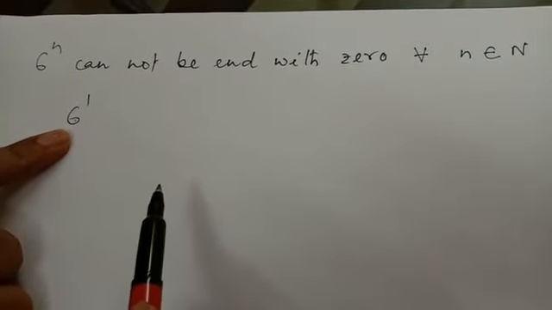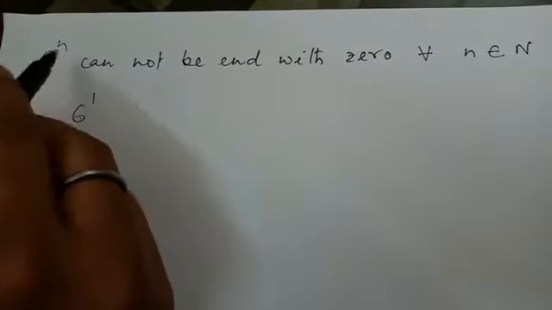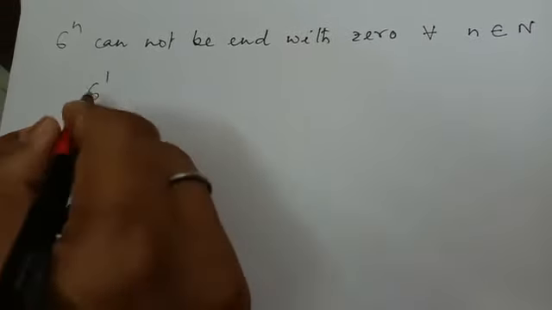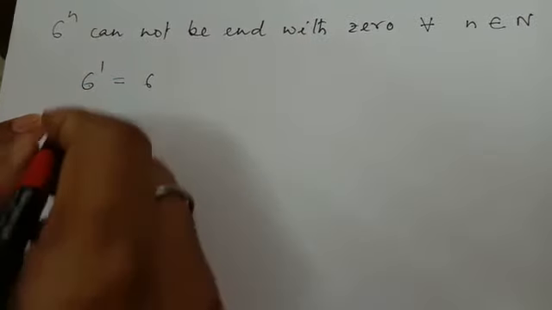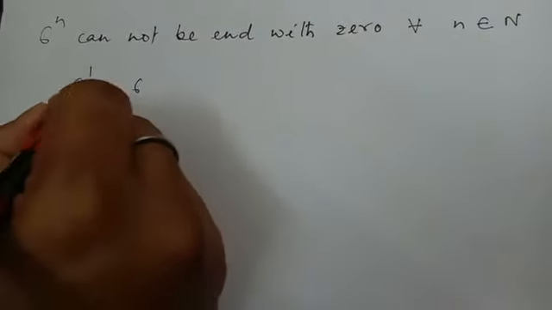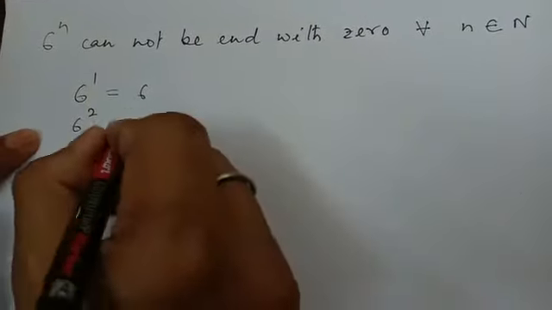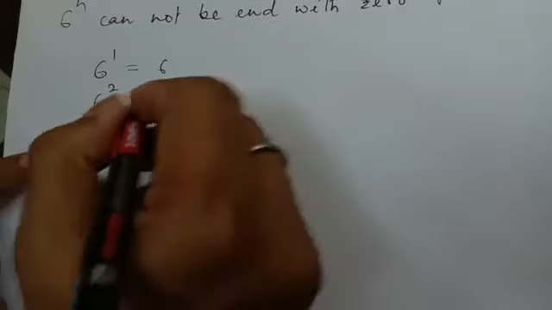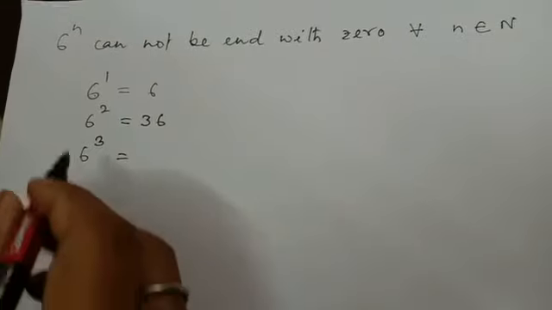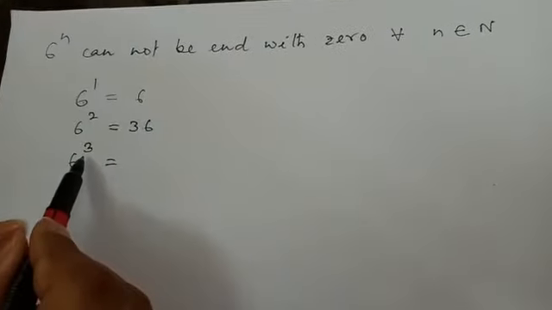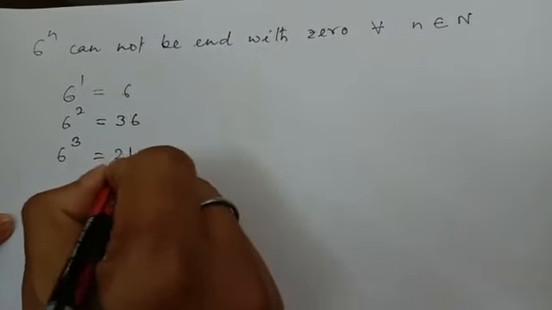So take a few examples. First we are taking 6 to the power 1. In place of n we are taking 1. You know that 6 to the power 1 is equal to 6. Similarly, when you take 6 to the power 2, in place of n we are taking 2, and 6 squared will be 36. Again we are taking another example, 6 to the power 3. In place of n we are taking a natural number, that is 3. So 6 to the power 3 is 216.